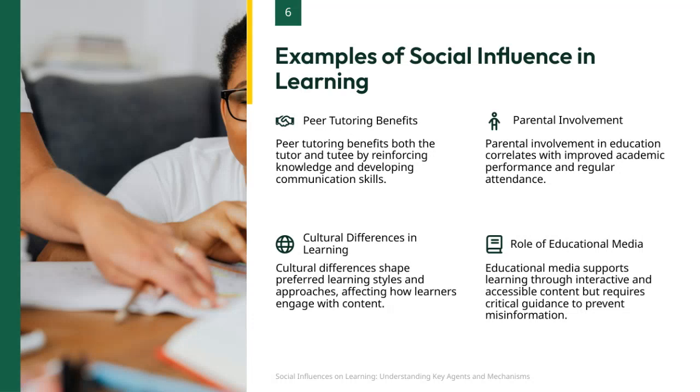Let's look at some examples of social influence in learning. First, peer tutoring is a powerful tool. It benefits both the tutor and the learner by reinforcing their own understanding and helping them develop important communication skills. Next, parental involvement plays a crucial role. When parents are engaged in their children's education, students tend to perform better academically and have more consistent attendance.